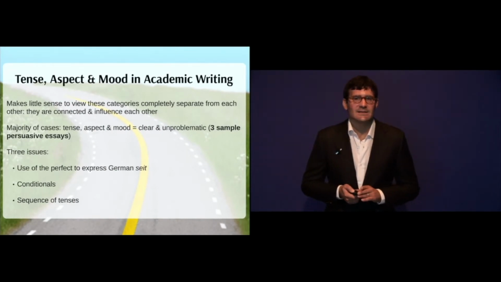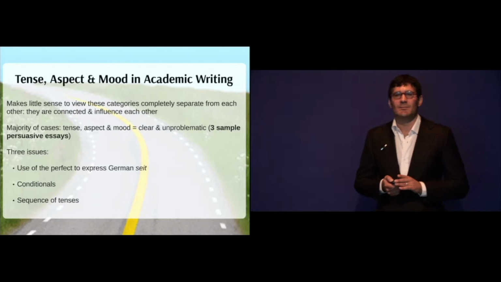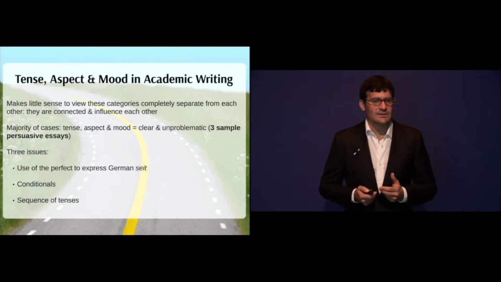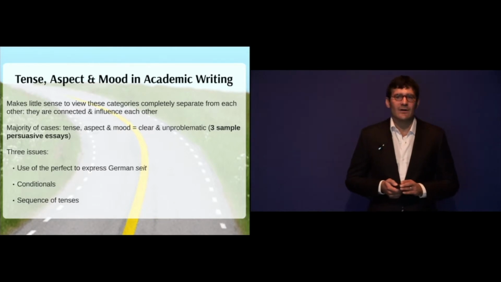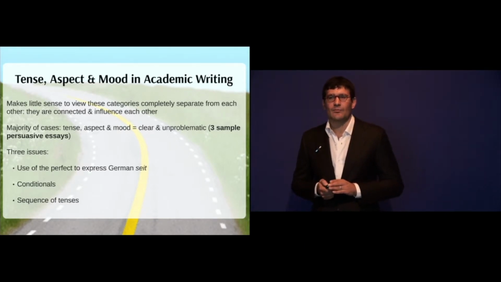Now, tense, aspect, and mood in academic writing. It makes little sense to view these categories as completely separate from each other because they are connected to each other and they influence each other. However, in the majority of cases, the tense, aspect, and mood are relatively clear and unproblematic.